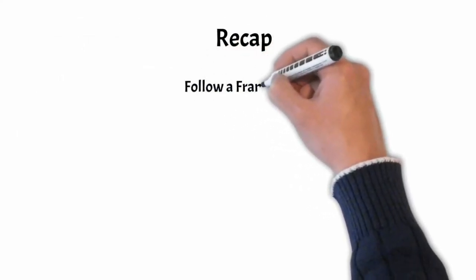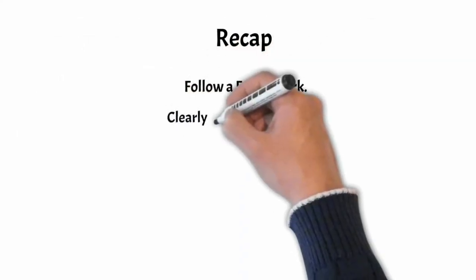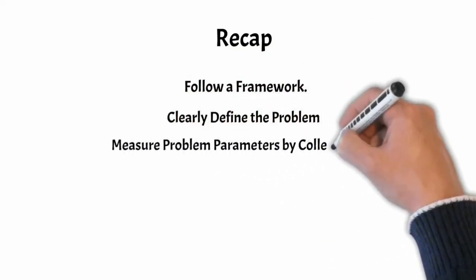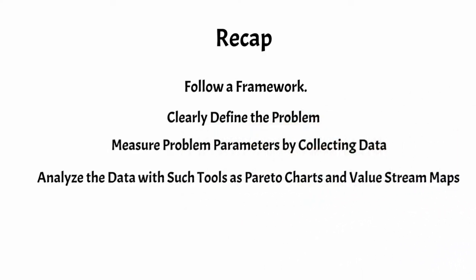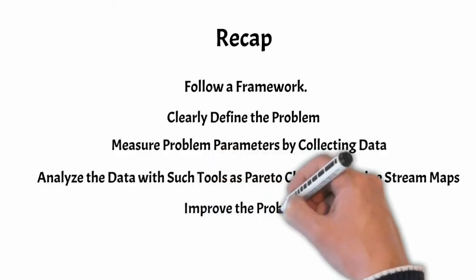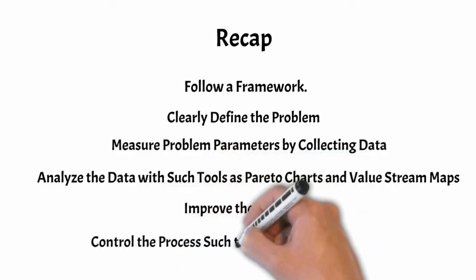To recap the basic issues of a Lean Six Sigma study, follow a framework, clearly define the problem, measure the problem parameters by collecting data, analyze the data with such tools as Pareto charts and value stream maps. Improve the problem and control the process such that it continues to meet goals.